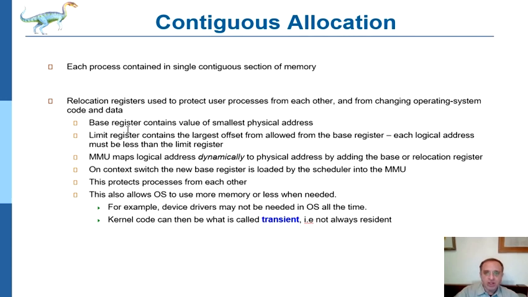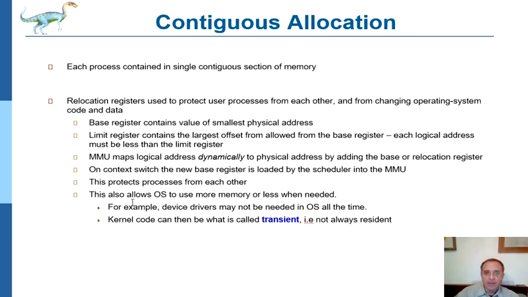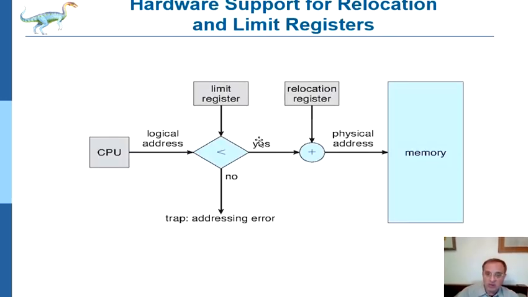Again, the base register contains the value of the smallest physical address. The limit register contains the largest offset allowed from the base register for each logical address. Fine. The MMU maps the logical address dynamically to the physical by adding the base register or the relocation register. So that's what we're seeing here. This is essentially what the MMU is doing. On context switch, the new base register is loaded by the scheduler into the MMU. That's what I said: whenever we switch between processes, we change the limit register and the relocation register to be appropriate for that process. Fine.